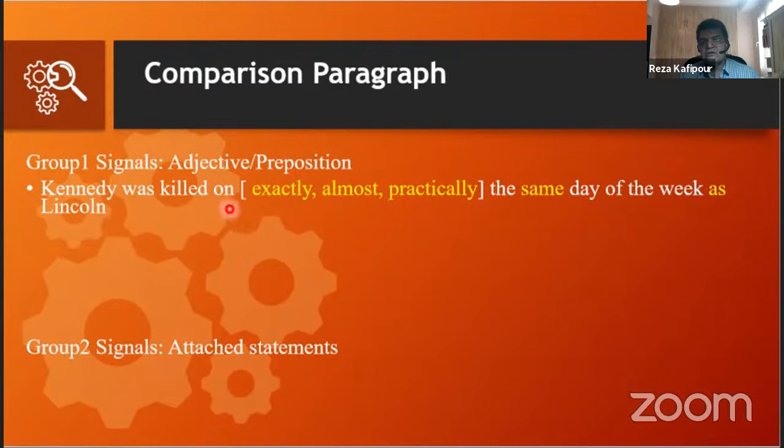So this structure shows that we are discussing similarities between Kennedy's and Lincoln's death in terms of time and day of the death. So this is one of the signals, that we may use a degree of comparison plus same as adjective and as preposition. So this is a typical sentence for using this structure.